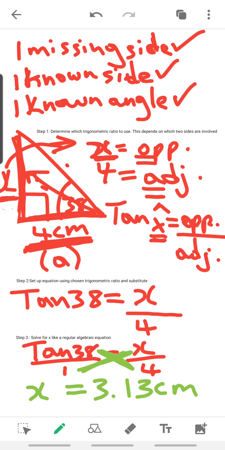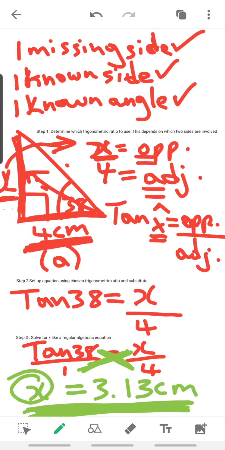So that is our answer. We have x is equal to 3.13 centimeters. We got this 3.13 centimeters by cross multiplying. We said x times 1, which gives us this x over here. Then in our calculator, we simply entered 4 times tan 38 to get 3.13 centimeters, okay? And that is our solution for that question. So we found our missing side to be 3.13 centimeters.